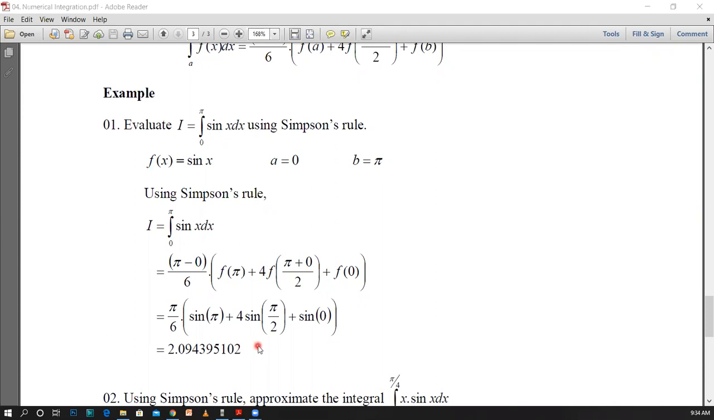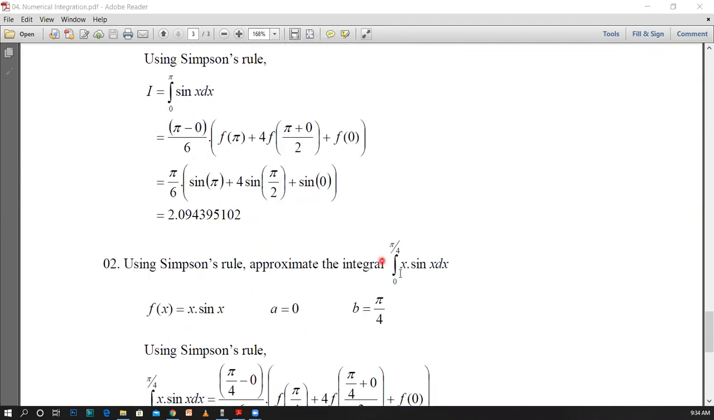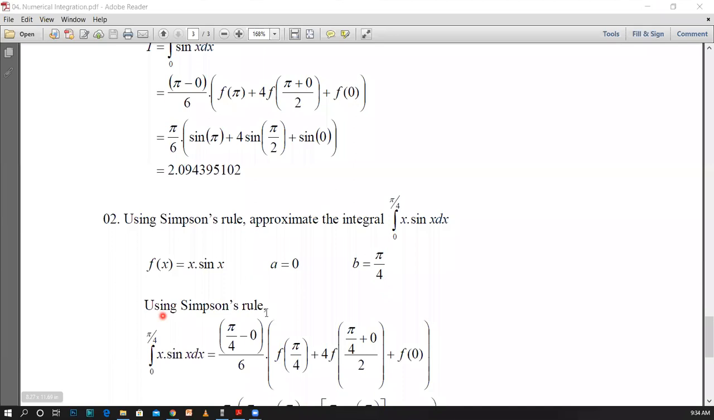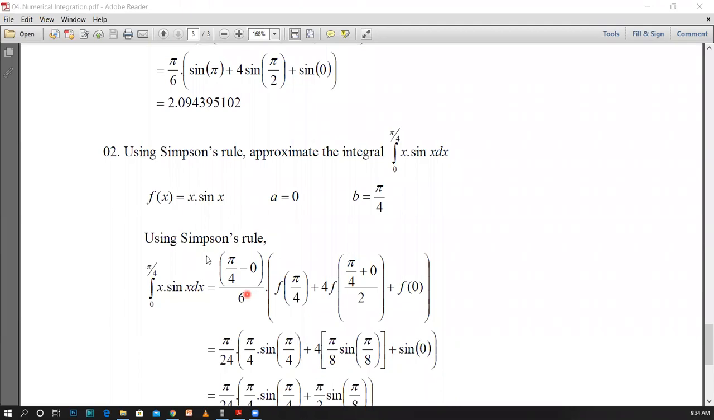This is another example I have considered. Here we have the function x times sin x, and you are asked to integrate this function with respect to x in the region from 0 to 5/4. The function is x times sin x, the lower limit is 0, and the upper limit is 5/4. Using Simpson's rule, it is (b minus a) divided by 6, that is 5/4 minus 0, divided by 6. Here I have used the value of a, f(a), which is f(0).